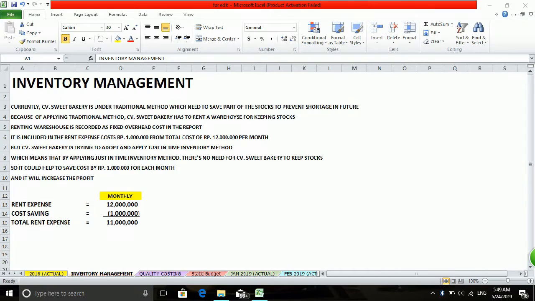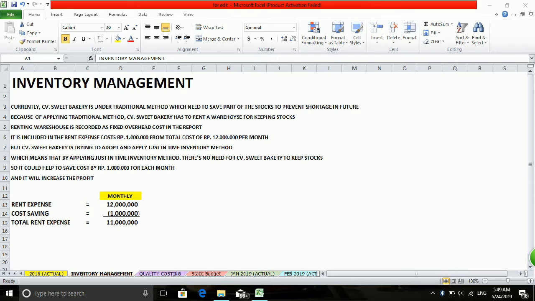So next is inventory management. Currently, CP Sweet Bakery is under traditional method which needs to save part of the stock to prevent shortage in future. Because of applying traditional method, CP Sweet Bakery has to rent a warehouse for keeping stocks. Renting warehouse is recorded as fixed overhead cost in the report. It is included in the rent expense cost 1 million from total cost of 12 million per month.